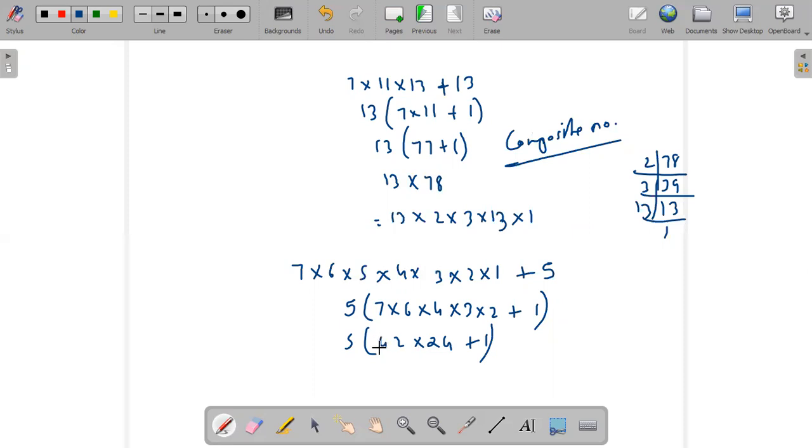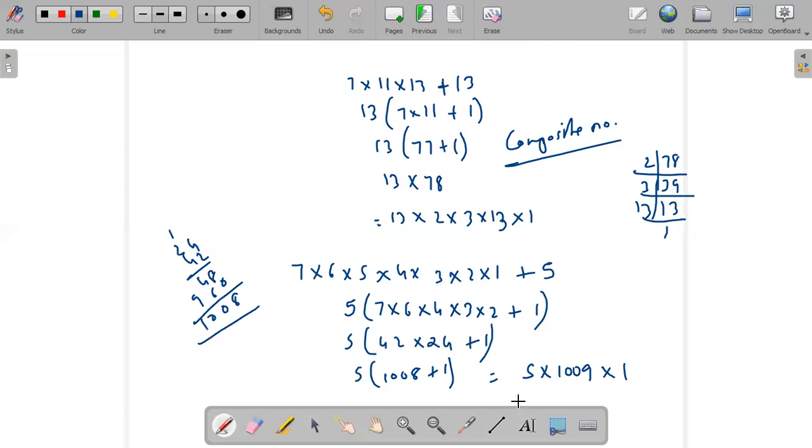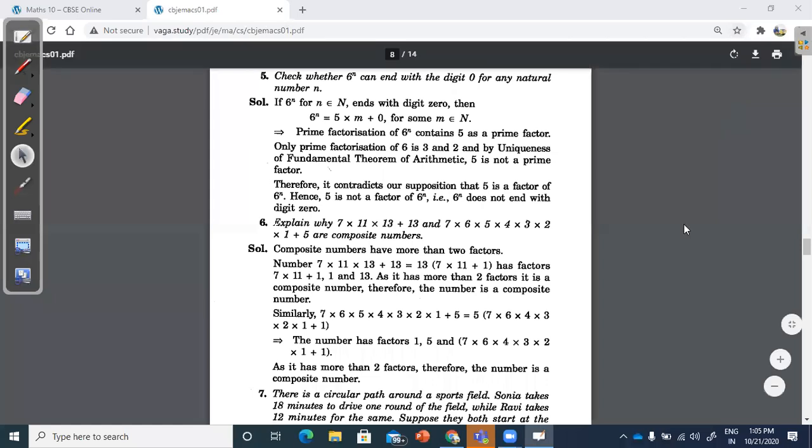Okay, so now I'm going to multiply this 42 into 24. This is 48. 4 4 is 16, 6, 1, 9, so 8. So I'm going to get 1008 plus 1. So this is going to be 5 into 1009, and 1 is obviously a factor. So how many factors am I getting? I'm getting 3 factors here, 5 into 1009 into 1. Therefore, this cannot be a prime number. This is also a composite number. So if I want to prove that any question or any combination of a series is composite, all you need to do is show that it has got more than 2 factors.